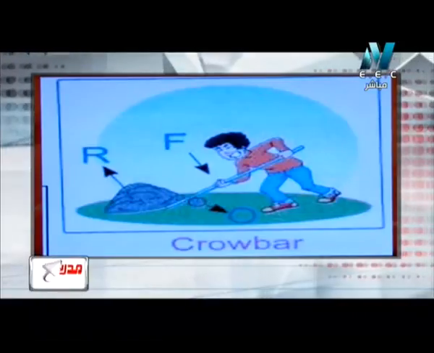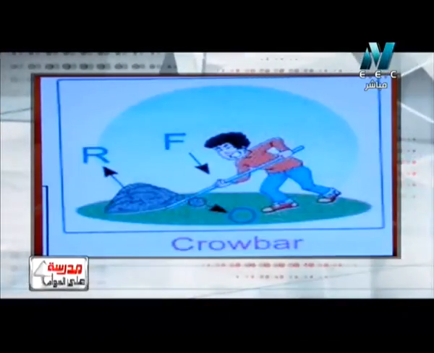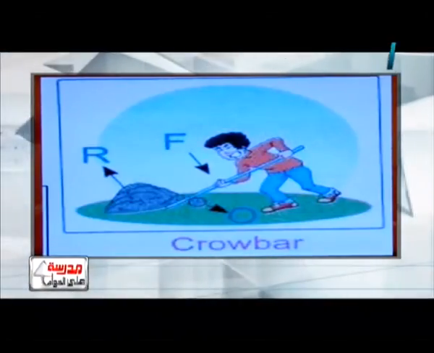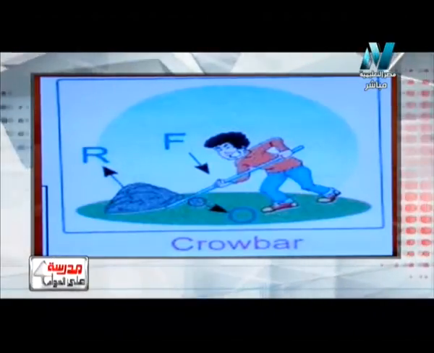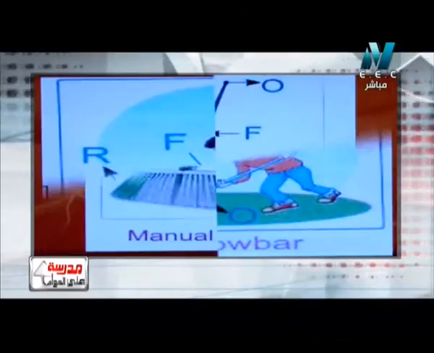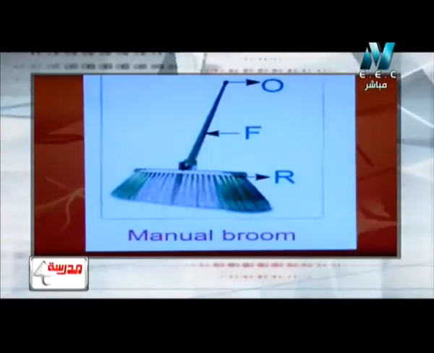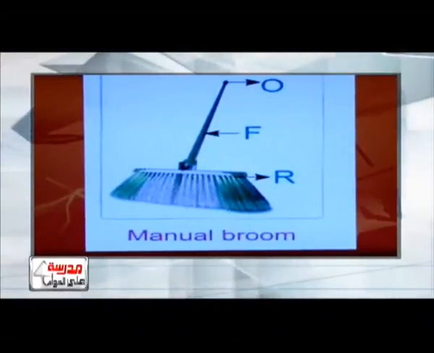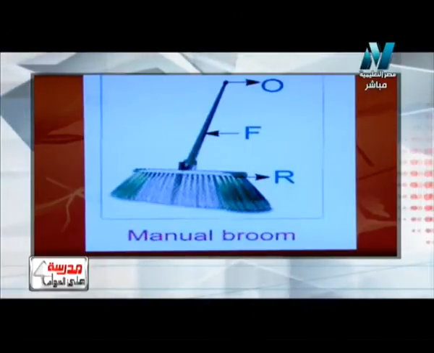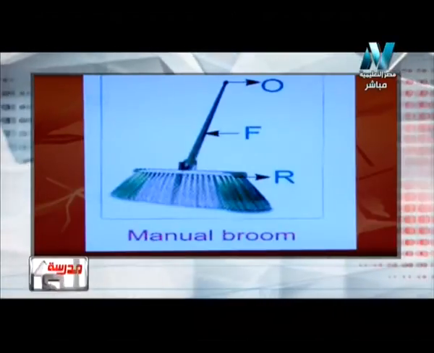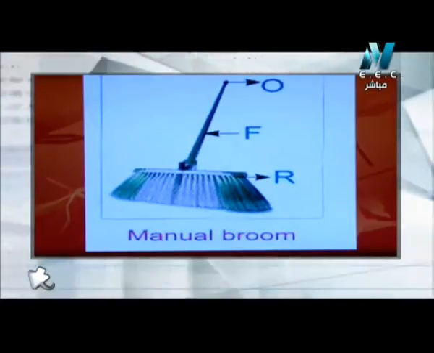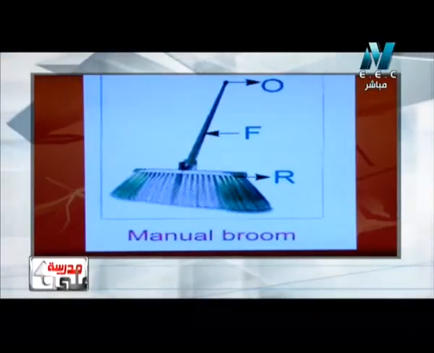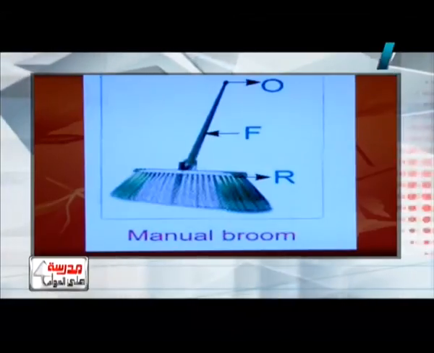Okay, so now again, crowbar is what? Crowbar is a first class lever because it contains fulcrum between effort force and the resistance. Another exercise or another picture: the manual broom, أو المكنسة اليدوية. It is the third class lever. Why is it the third class lever? Because it contains effort force between the resistance and fulcrum. So surely it will be the third class lever.